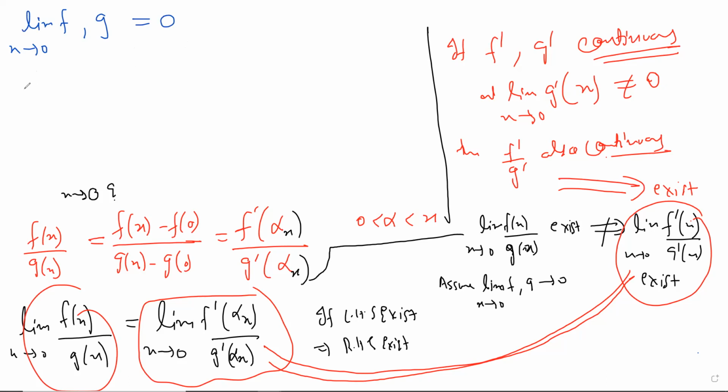Okay, so wait, someone's mic is on. Okay, no problem. So what was I saying? Yeah, in a lot of places they assume that f of 0 is 0 and g of 0 is 0. But if it is not given, then what can you do?